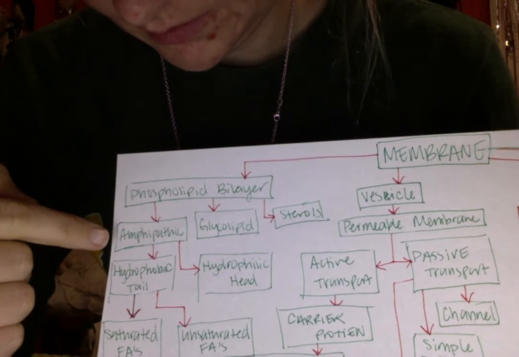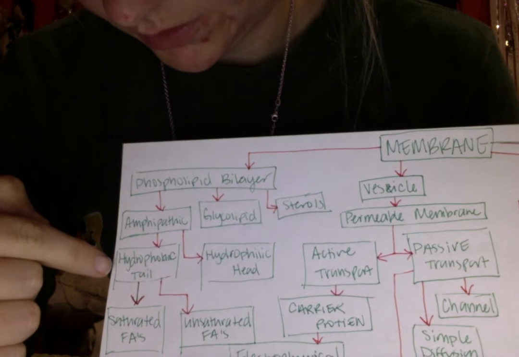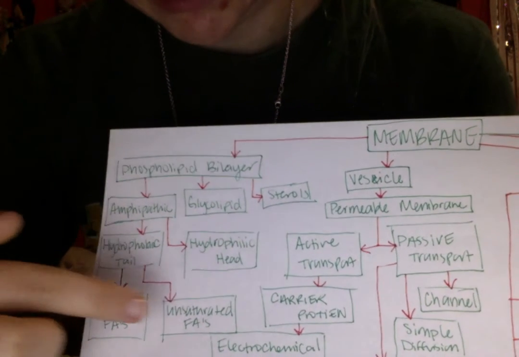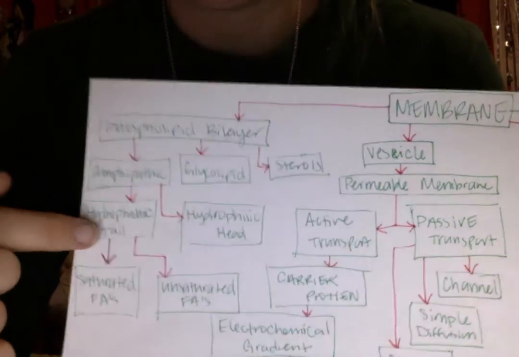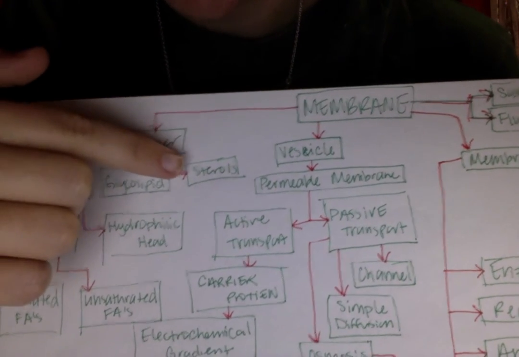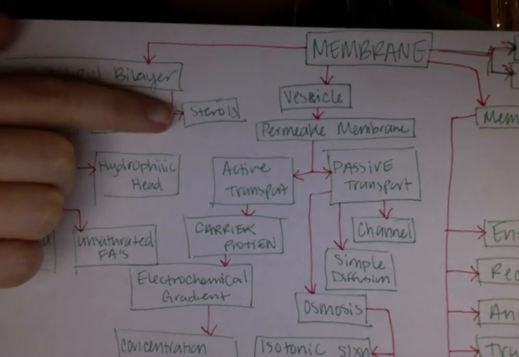Amphipathic, which leads to the hydrophobic tail, and then your saturated and unsaturated fats, which are hydrophobic, which means they don't like water. Fats don't like water. Your glycolipids and your sterols. Sterols are going to be your cholesterols and things like that.